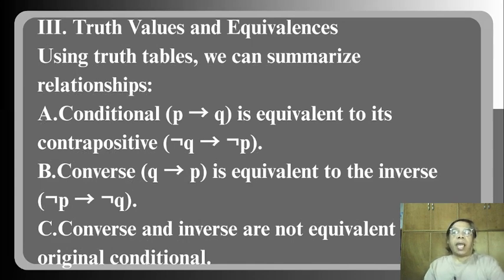The truth values and equivalences. Using truth values, we can summarize the relationships. The conditional, if P then Q, is equivalent to its contrapositive, if not Q, then not P. The converse, if Q then P, is equivalent to the inverse, if not P, then not Q. The converse and inverse are not equivalent to the original conditional proposition.